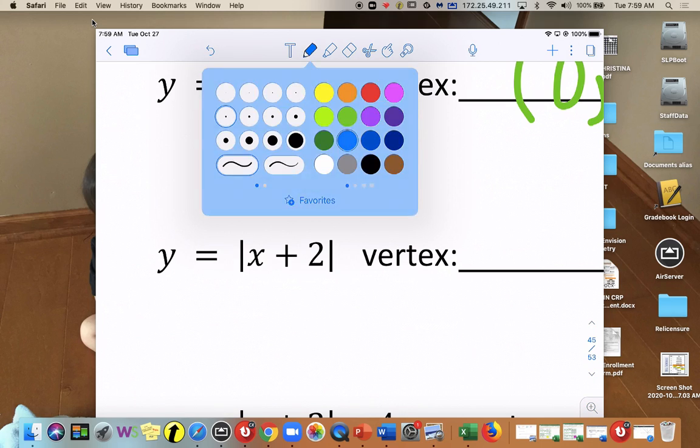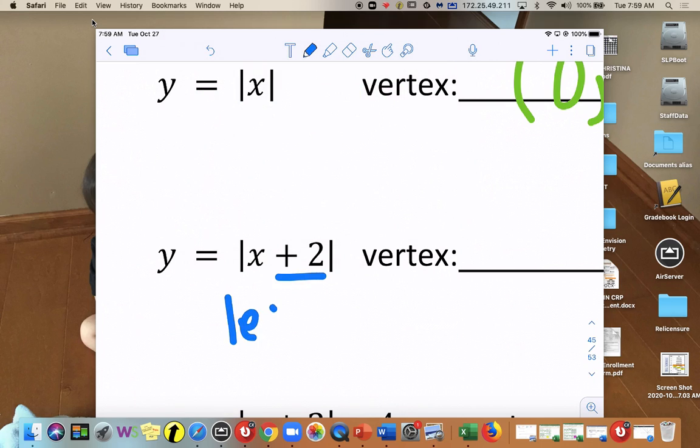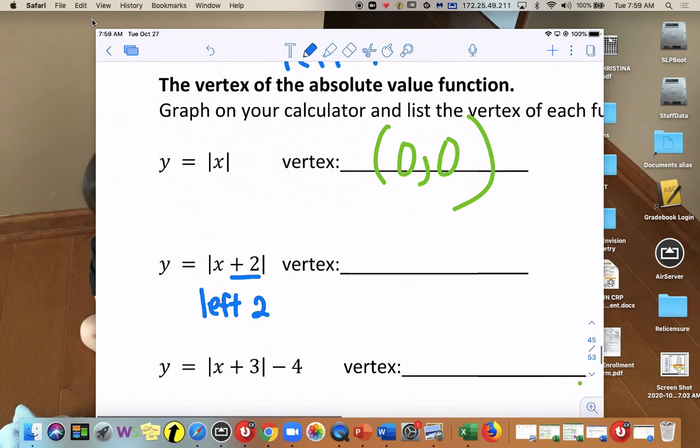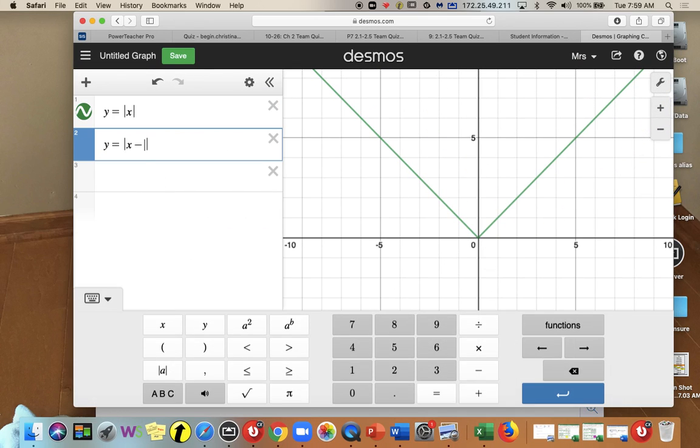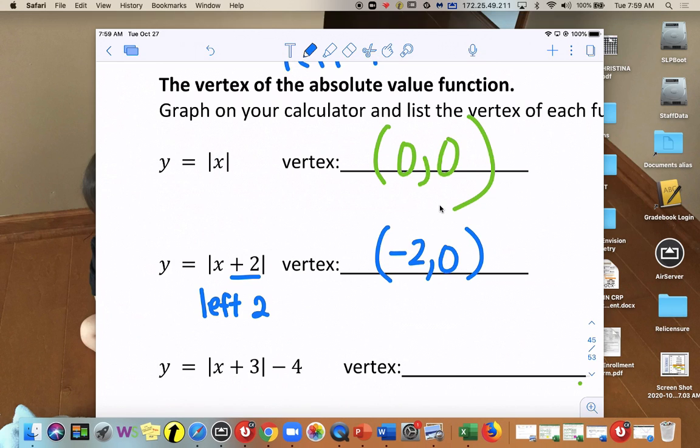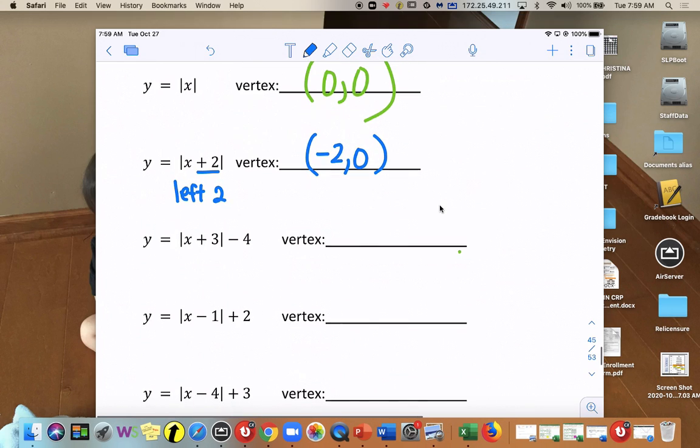Let's talk about what happens if we make the shift here. And again, inside, it's opposite of what you think. So this is left 2. If we move everything left 2, the vertex also moves left 2, so that would be -2, 0. Again, if you were unsure, you could test it out by doing x + 2, and we can see that the vertex is at -2, 0. So use Desmos to help you if you're unsure of the new vertex of the graph.